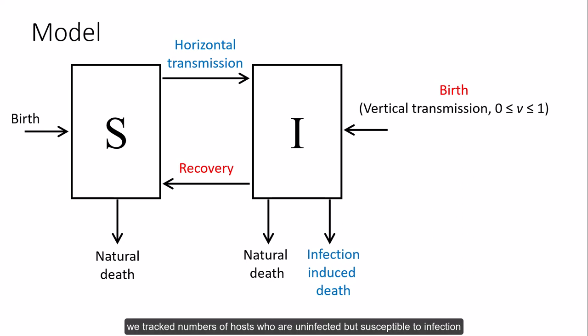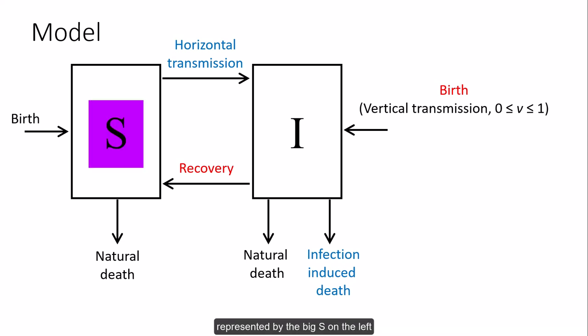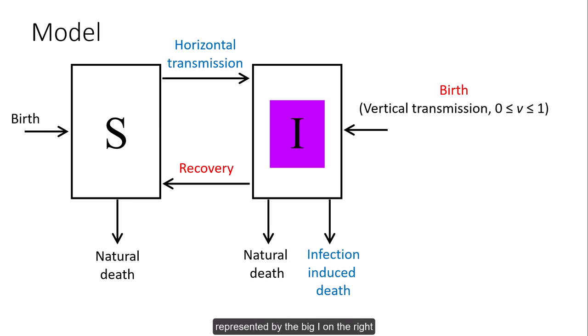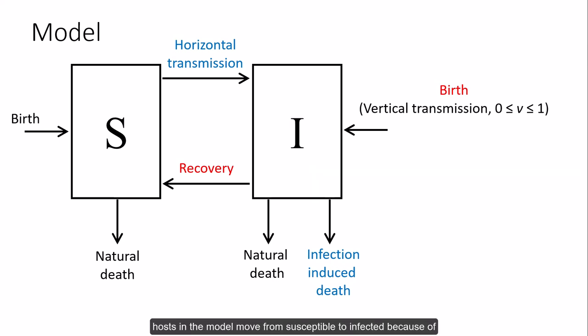We tracked numbers of hosts who are uninfected but susceptible to infection, represented by the big S on the left. We also tracked the number of hosts that are infected by the pathogen, represented by the big I on the right. Hosts in the model move from susceptible to infected because of horizontal transmission events, for example, they're sneezed on by an infected neighbor. Hosts move from infected to susceptible when they recover.